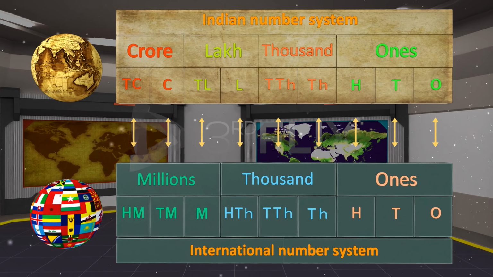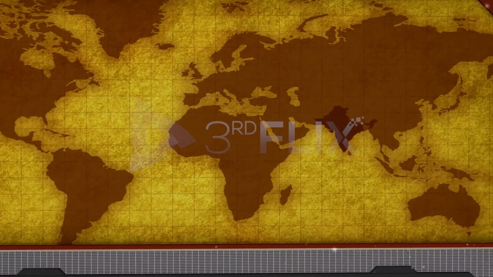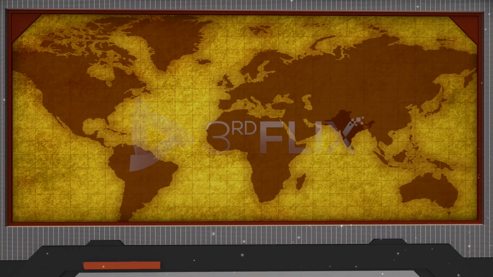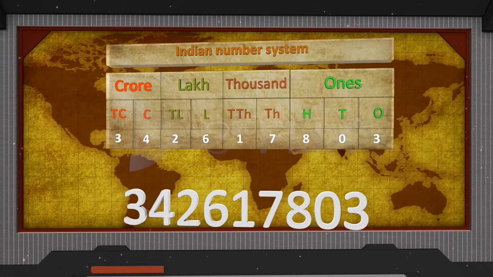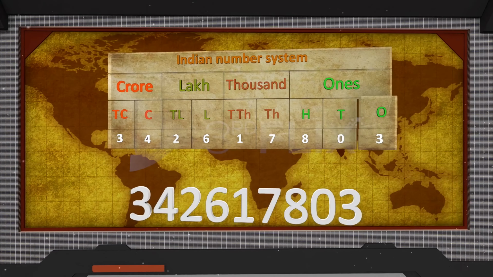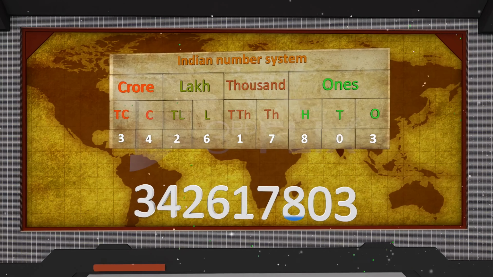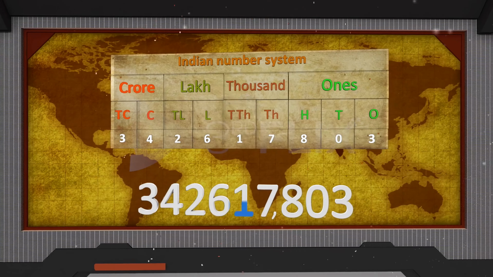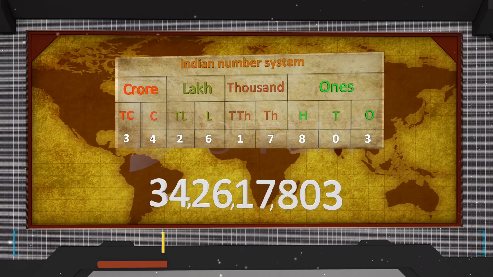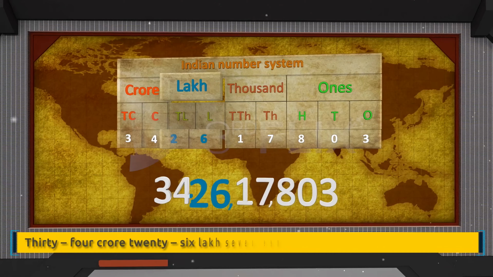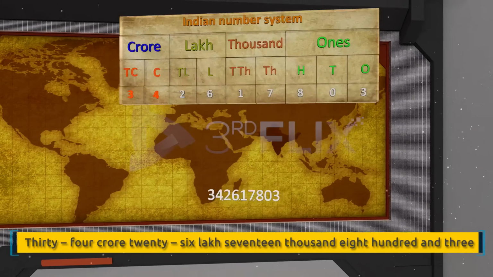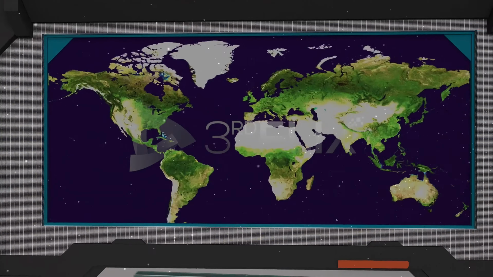Now we will learn how to read large numbers according to both systems. Let us take a large number: 342617803. First, let us place the digits in the place value chart of the Indian numeral system. There are 3 ones, 0 tens, 8 hundreds, 7 thousands, 1 10,000, 6 lakhs, 2 10 lakhs, 4 crores and 3 10 crores. We read the number according to their periods. It is read as 34 crore 26 lakh 17,803.